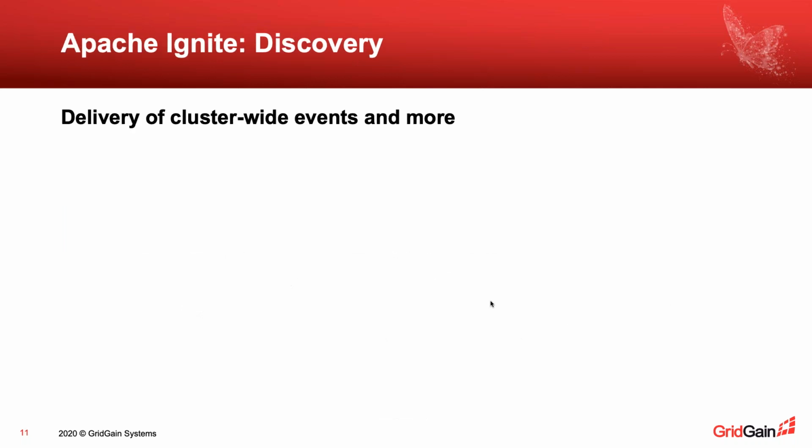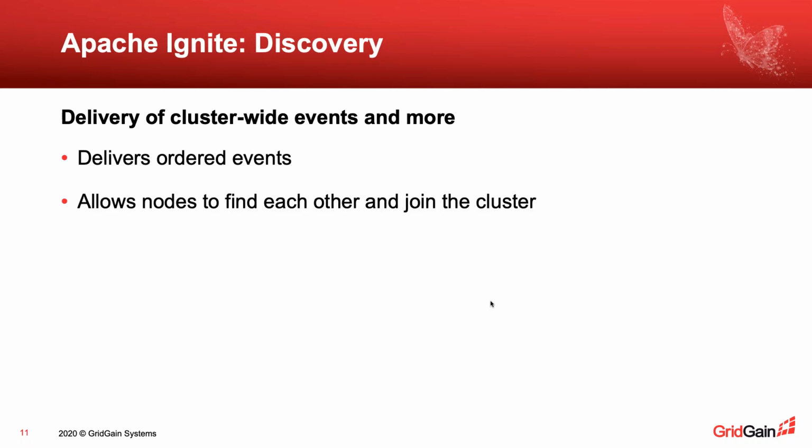In Apache Ignite, cluster-wide events delivery and some other functions are handled by a subsystem that is called discovery. Actually, all three other functions other than data transfer, which we have looked at the start, are handled by this discovery subsystem. Cluster-wide events delivery, nodes joining into a single cluster, and failure detection are all three handled by discovery.